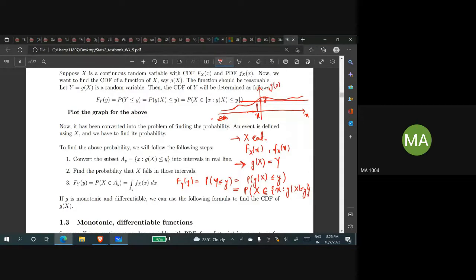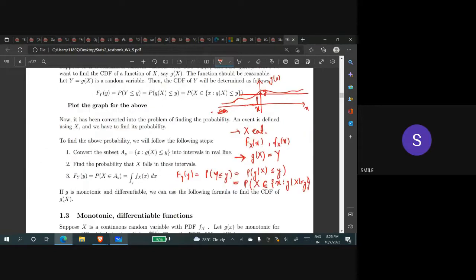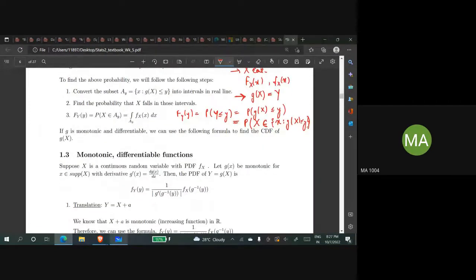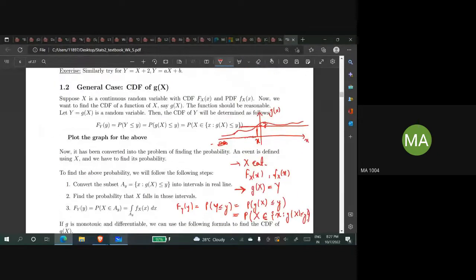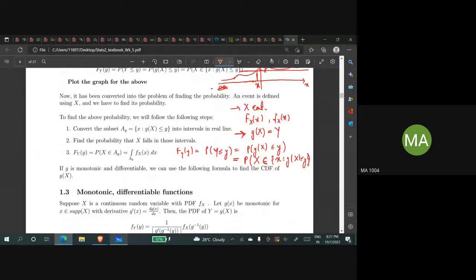In a way, what we have done is find the probability that capital X falls in all these intervals. For this particular example, the interval is minus infinity to x. If you find this probability, it is equivalent to finding the probability that g(x) is less than or equal to y. We are going to do an example of this. This is just a general case when we use the CDF approach. But there is one more easier method.